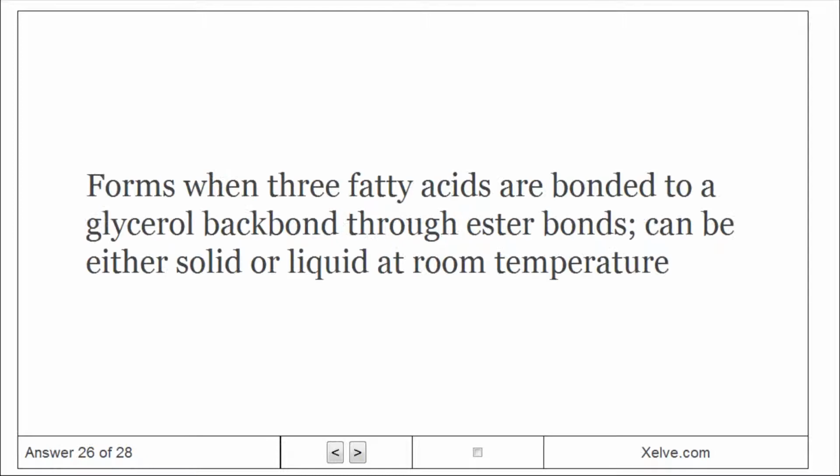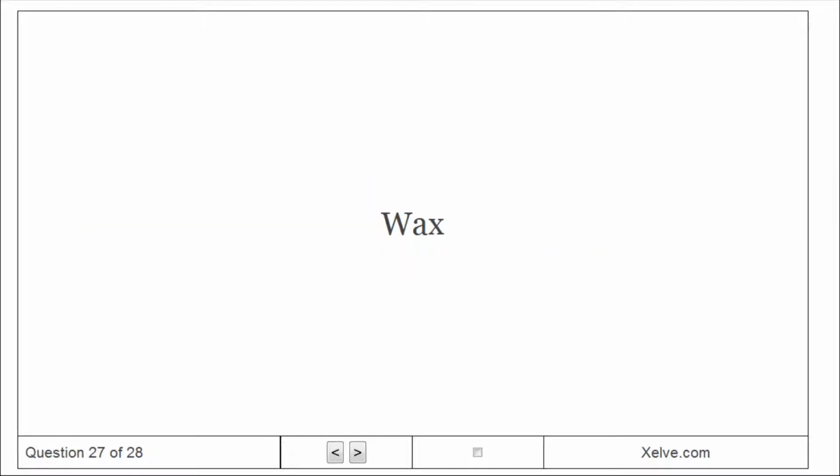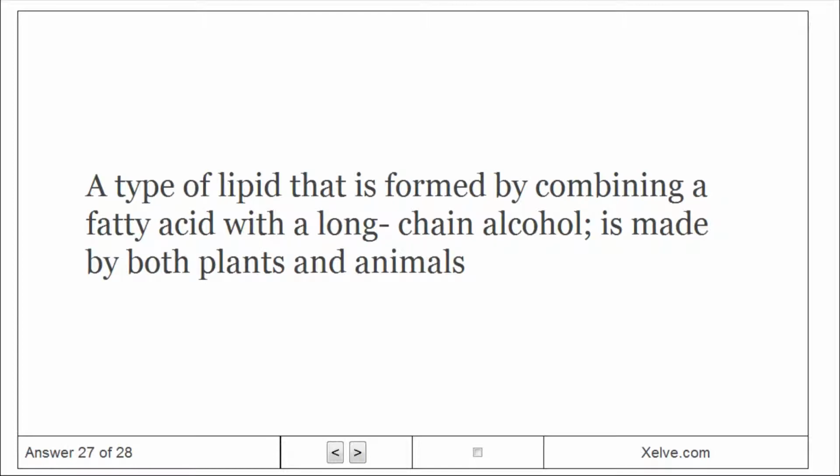Triglyceride. Forms when three fatty acids are bonded to a glycerol backbone through ester bonds, and can be either solid or liquid at room temperature. Wax. A type of lipid that is formed by combining a fatty acid with a long-chain alcohol, and is made by both plants and animals.